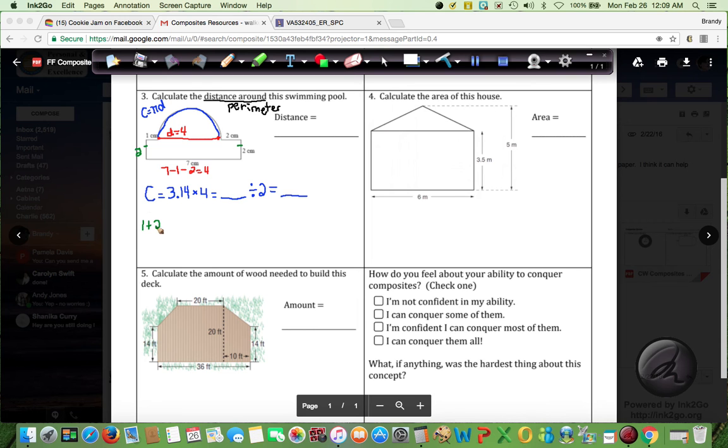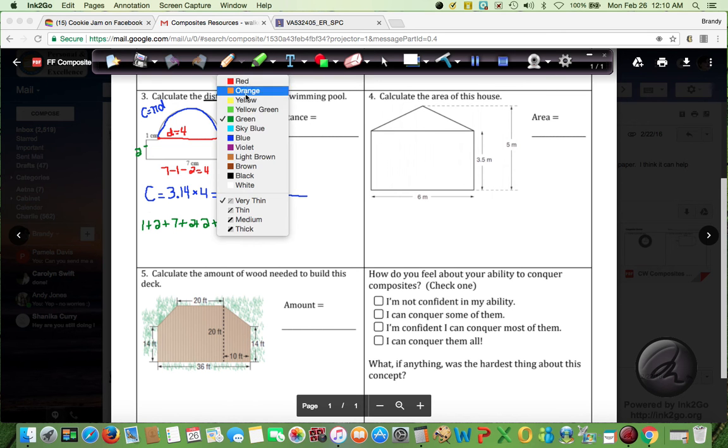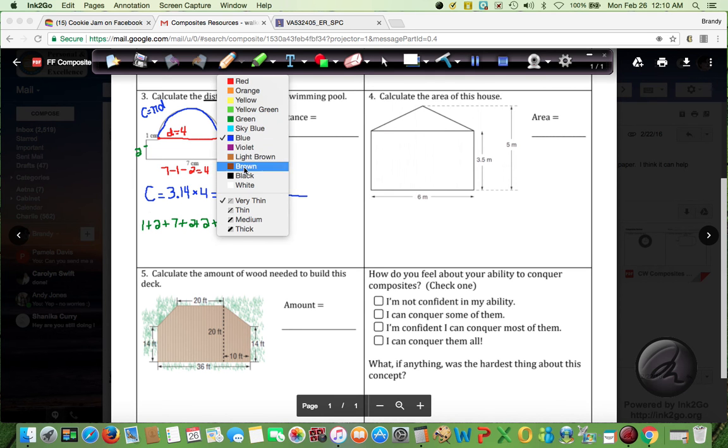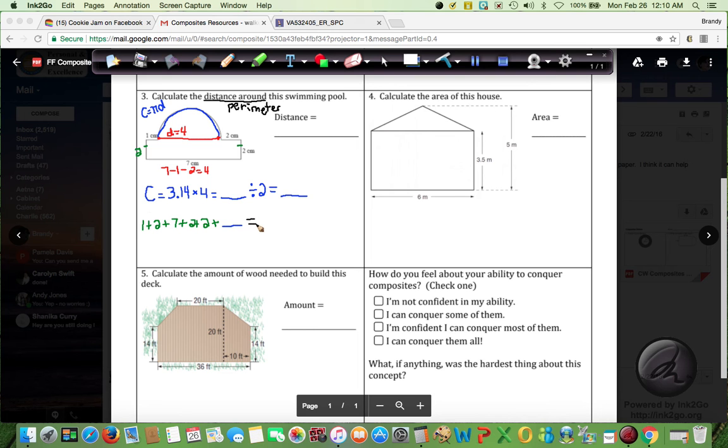1 plus 2, because, right, distance around is perimeter, you add up all the sides, plus the 7, this long side, plus another 2 over here, plus the 2 at the top, this 2, plus the circumference. Well, half of the circumference, right, because it's a half circle. If you add all those together, you should get the distance around the pool.